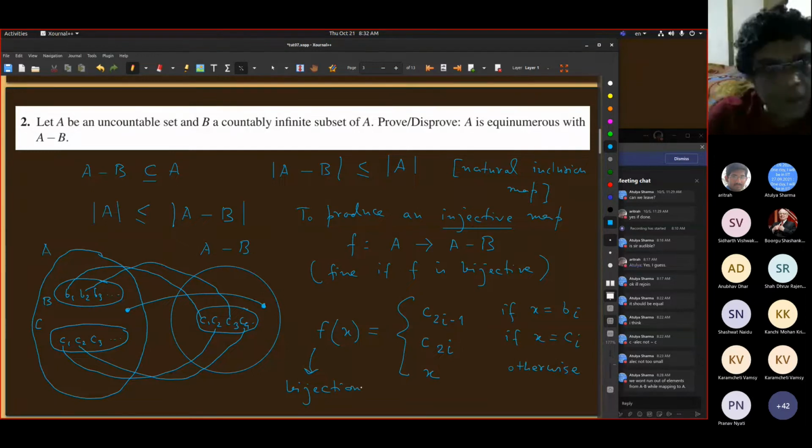Sir, shouldn't it be B_i to C_{2i-1} and C_i to C_{2i}, because the mapping is from A to A minus B? Then why are we considering C on the right side? What is the question? We are mapping B union C to C, right? Yes. And the remaining things will go wherever they are. So b_i will go to C_{2i-1}. Oh, okay, understood. B union C will go to C, not B. Yes, B is not there in it.